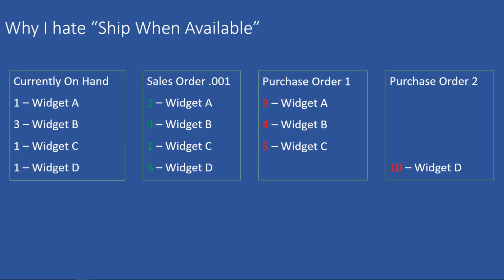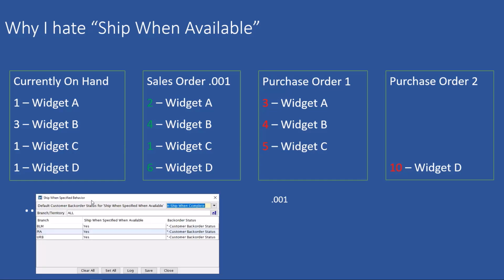So if we happen to choose ship when complete, it creates one generation. It will wait until purchase order 1 and 2 are received, and you have enough on hand to satisfy the entire sales order. If you choose when specified, the system can do two things. If you have a date selected and everything is not on hand, there's a ship when specified behavior that IT will set for you. And if you have it set to yes, then it'll create a back order.